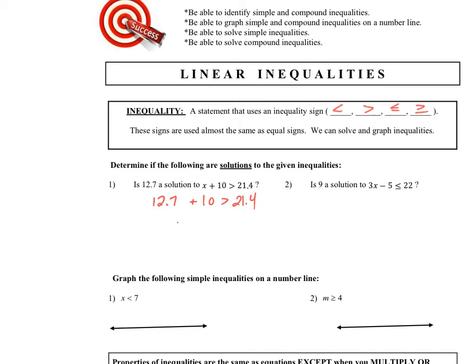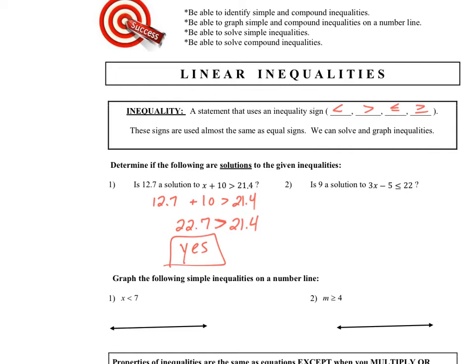12.7 plus 10 is 22.7. So is 22.7 greater than 21.4? Yes. So is it a solution? Yes, because solutions make them true. So if it makes the inequality true, then it is a solution. And we'll check number 2.